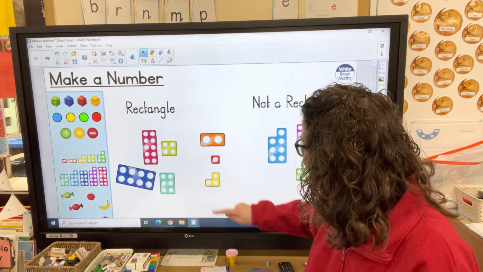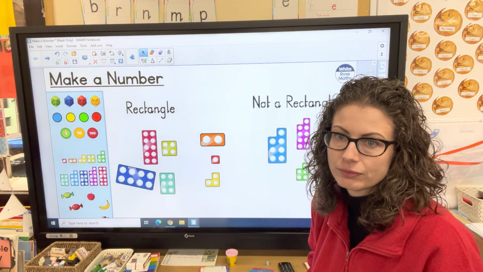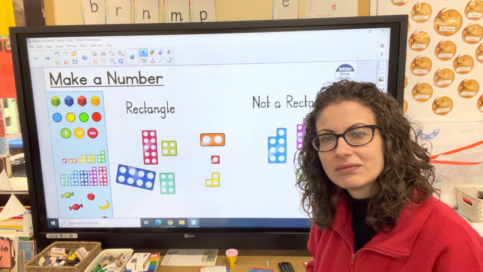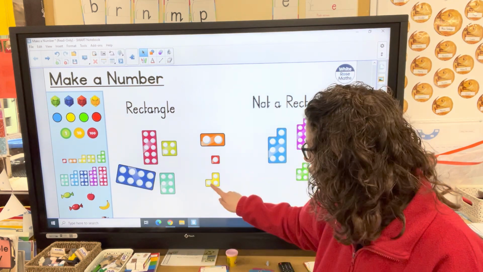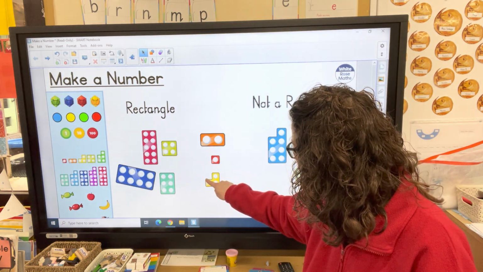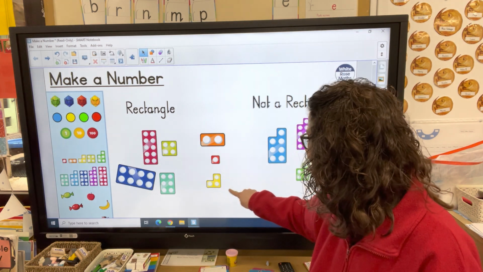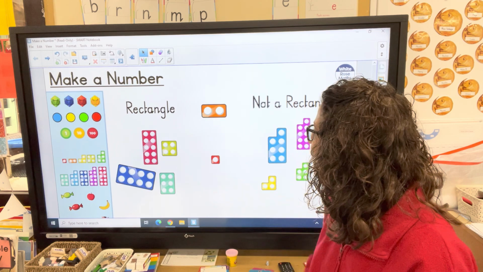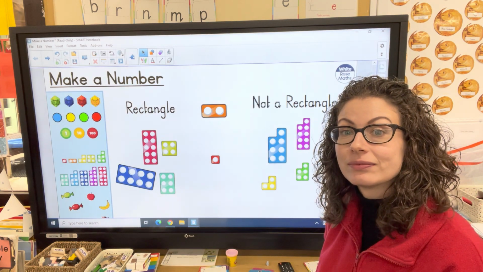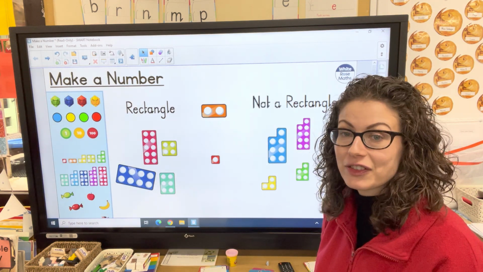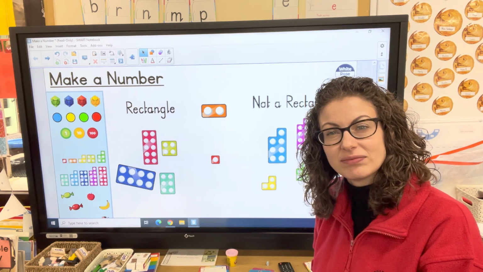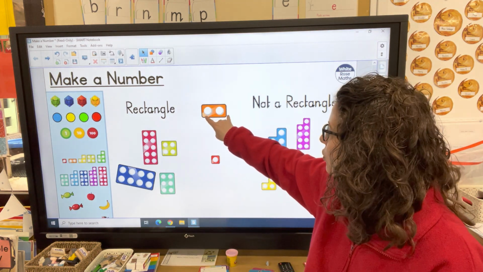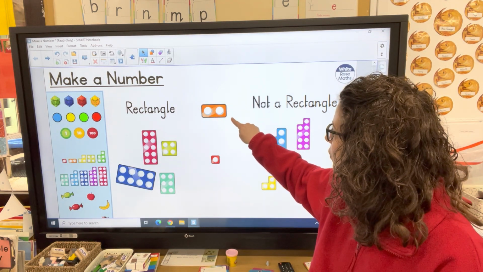Okay, 3, rectangle or not a rectangle? Yeah, not a rectangle. Why not? Yeah, it's got too many sides. 1, 2, 3, 4, 5, 6 sides. And a rectangle we know has 4 sides. Okay, 2, rectangle or not a rectangle? Yeah, that's a rectangle. Why is it a rectangle? Brilliant. 2 long sides, 2 short sides, 4 altogether. 1, 2, 3, 4 corners.